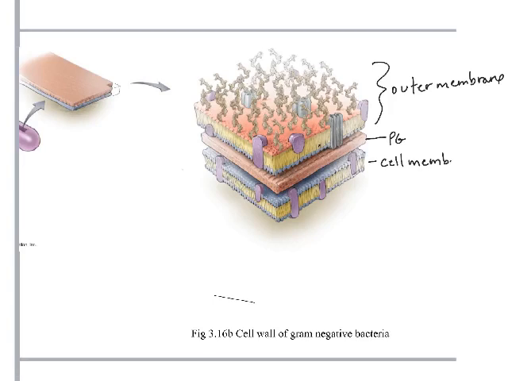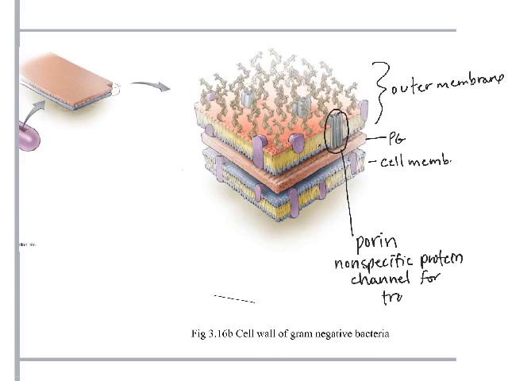Oh, one more thing that I forgot to mention before, this structure here is also unique to gram-negatives. This is called a porin. Okay, this is a non-specific protein channel used for transport. Okay, so this is the way cells allow things in or out of that outer membrane. And then these little structures sticking up here, this is the lipopolysaccharide.